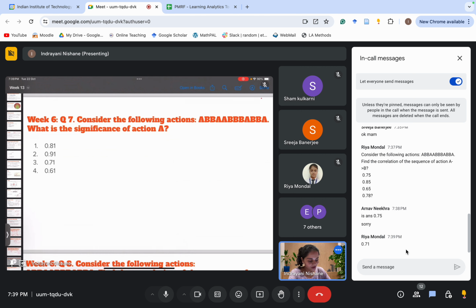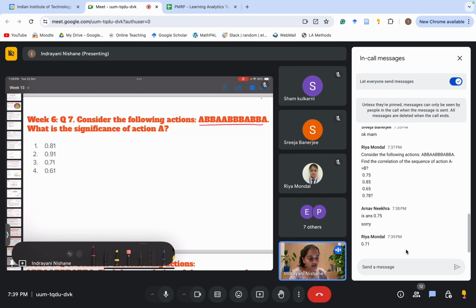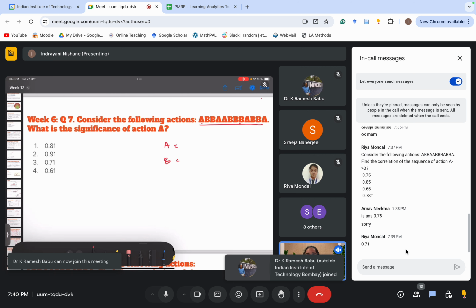So now this is about the significance of an action. Again this sequence is given, and we are asked to get the significance of action A. So we will see how many total actions are occurring in the sequence. Only A and B, two actions. So these types of questions are nothing but you have to count how many times A has occurred and how many times B has occurred.